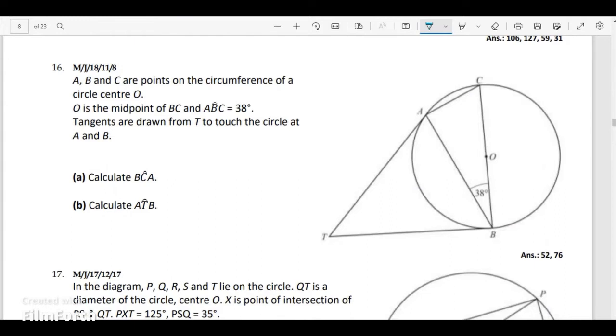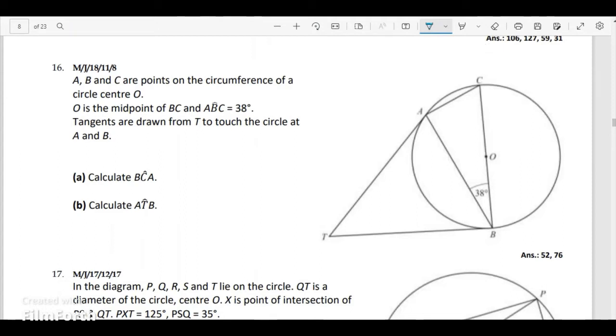Question number 16. Now A, B, and C are points on the circumference of a circle, center O. O is the midpoint of BC and angle ABC equals 38 degrees. Tangents are drawn from T to touch the circle at A and B. We first have to find angle BCA and then angle ATB.